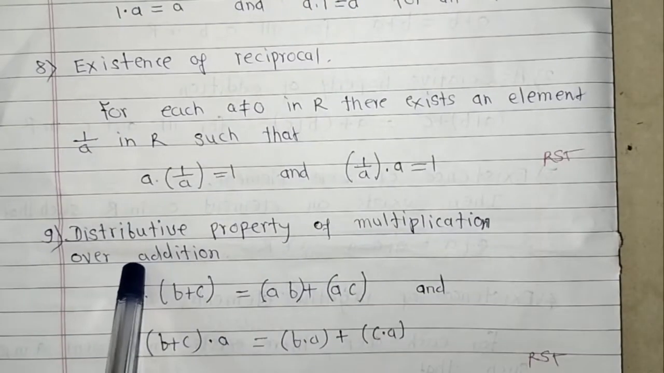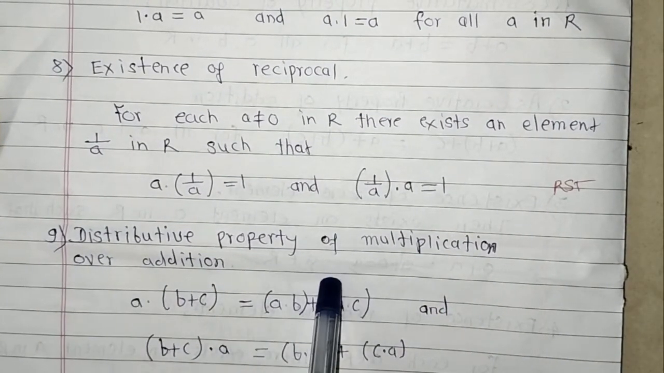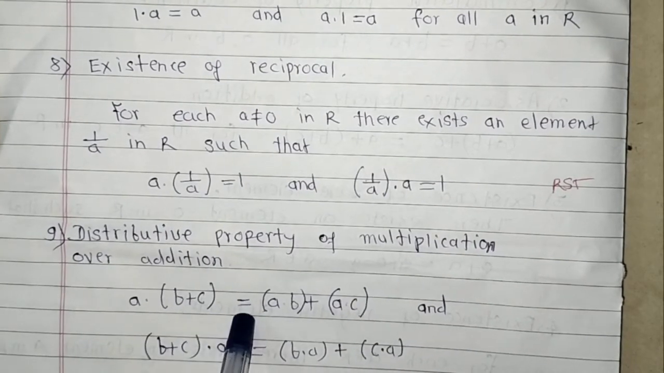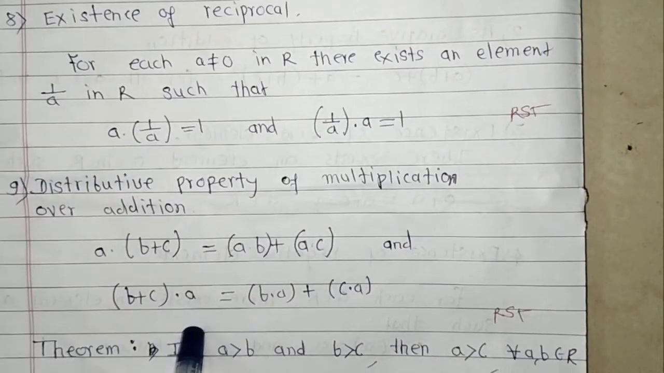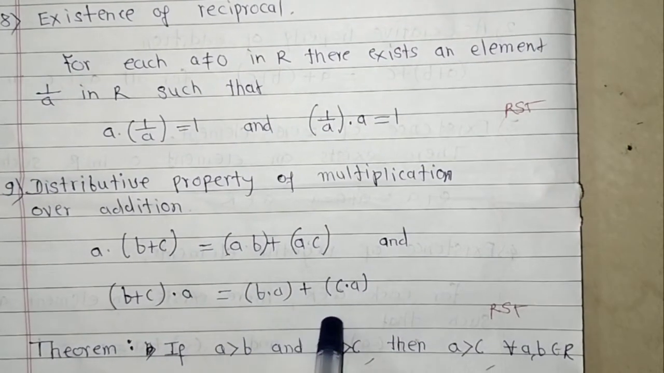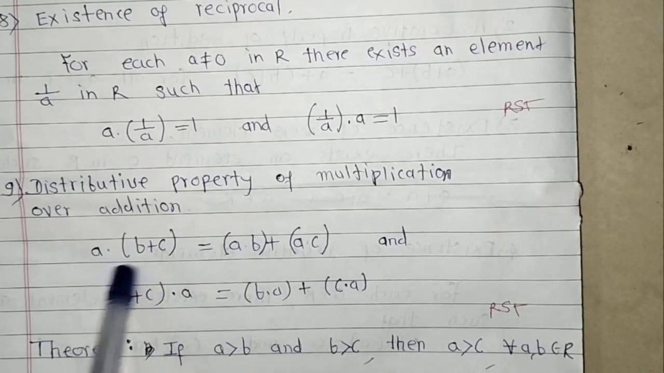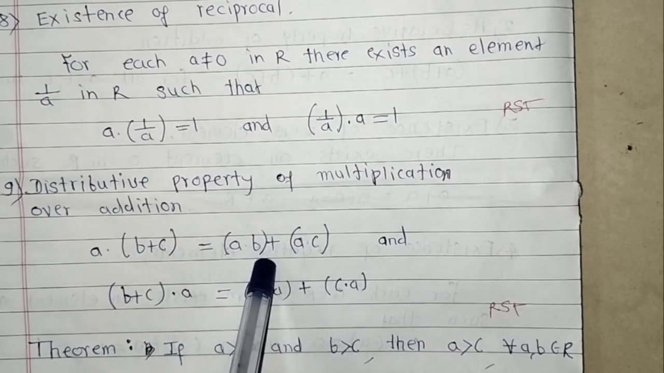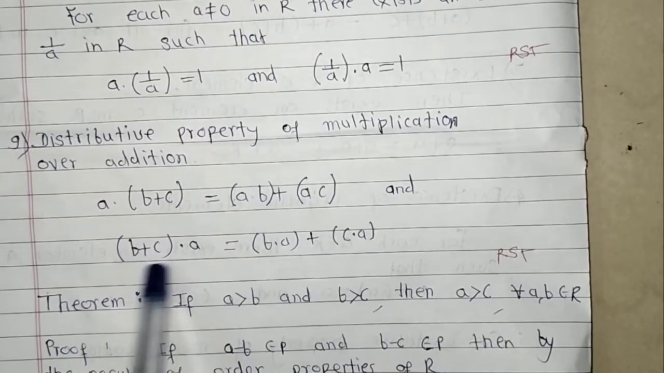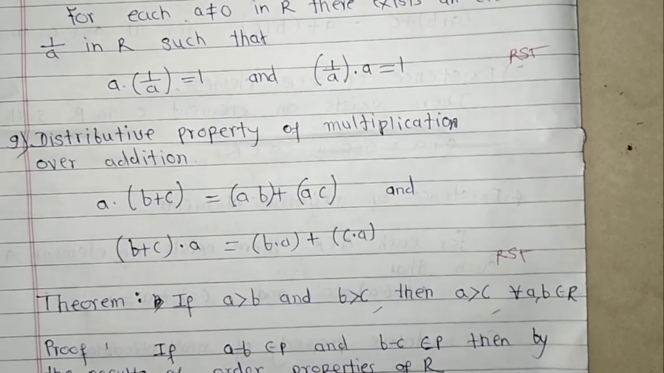Next property is distributive property for multiplication over addition. a dot (b plus c) equal to a dot b plus a dot c and (b plus c) dot a equal to b dot a plus c dot a. This is distributive property. Multiplication distributes over addition. a dot (b plus c) equal to a dot b plus a dot c and (b plus c) dot a equal to b dot a plus c dot a.